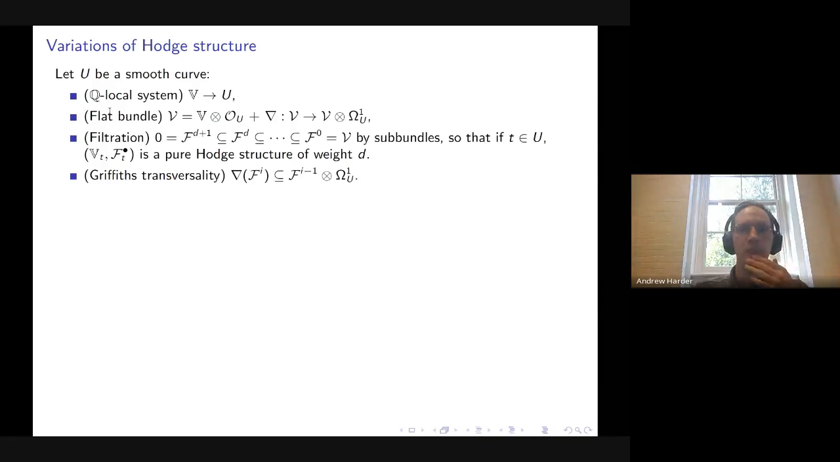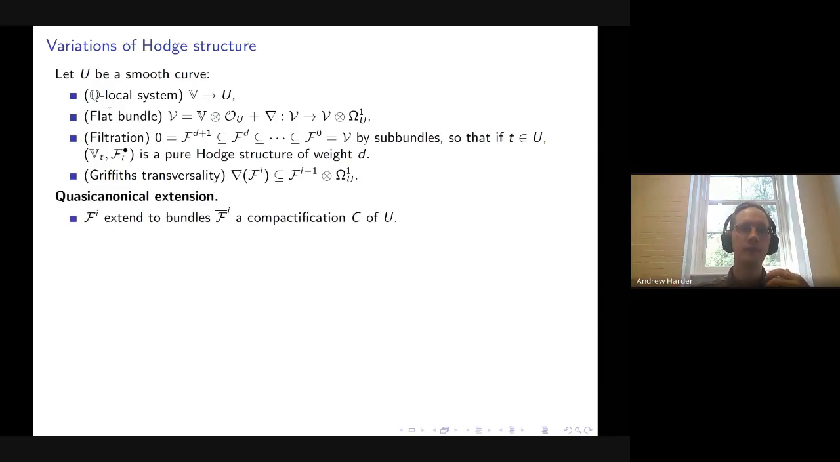Okay, maybe d plus 1 given my... no, d. Okay, d, sorry. Okay, and so the last thing that I require is that Griffiths transversality holds, so that if I apply this connection to my Hodge bundles, I can move up in the Hodge filtration, but not by that much. Okay, so this is the basic data.